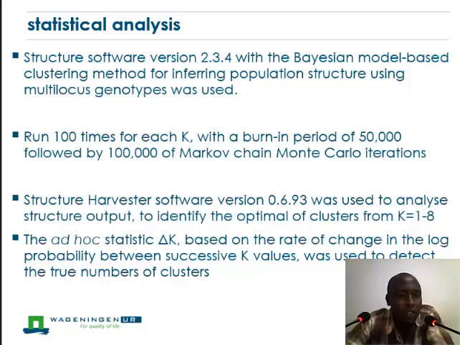Another software, the STRUCTURE software, version 2.34, was used for clustering. This was run 100 times for each cluster K with a burn-in of a minimum of 50,000 followed by 100,000 Markov chain Monte Carlo iterations. The Structure Harvester software, version 6.93, was used to analyze the output from the STRUCTURE software, version 2.34, so that the optimal number of clusters could be identified. The number of clusters was identified using the ad hoc statistic delta K, based on the rate of change in the log probability between successive K values.